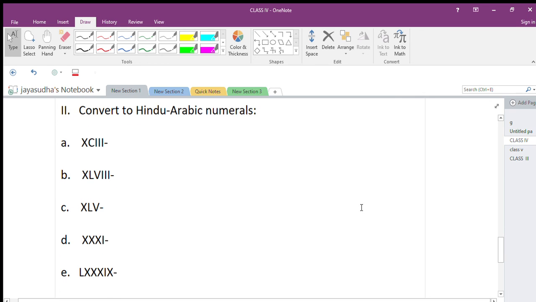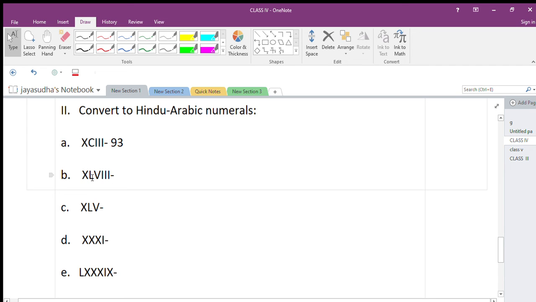Now listen children. Convert to Indo-Arabic numerals. These are the Roman numerals you are given, and you want to convert them to Indo-Arabic numerals. How do you read this number? Always C is 100. In 100, before the 10 means you read 90. Then this is 1, 2, 3. So 93. Are you okay?